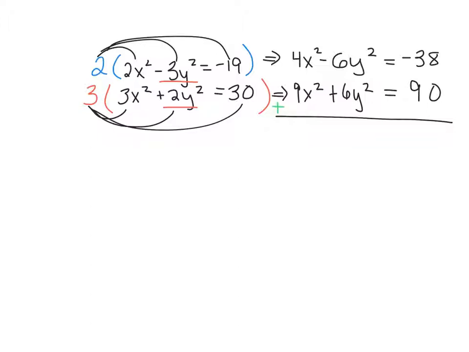And I can add each of the common terms together, and hopefully the y squared terms will go to 0 and cancel out. So 4x squared plus 9x squared gives you 13x squared. Negative 6y squared plus 6y squared goes to 0, since the negative 6 plus a positive 6 is 0. So those go away. And then negative 38 plus 90 is 52.